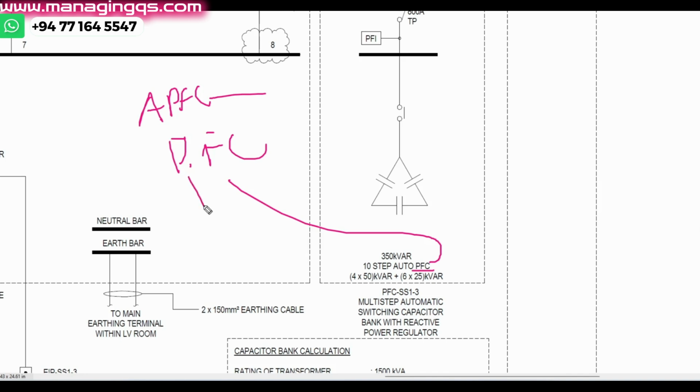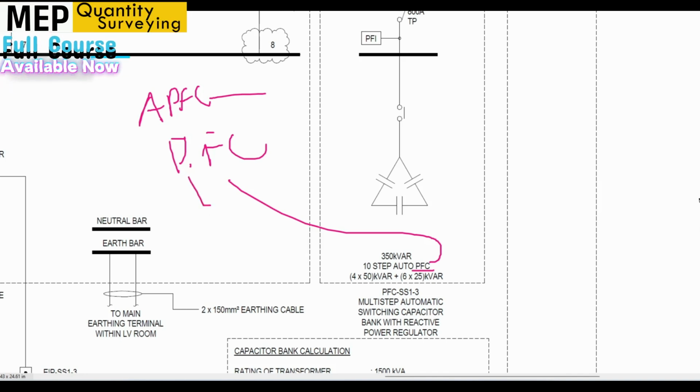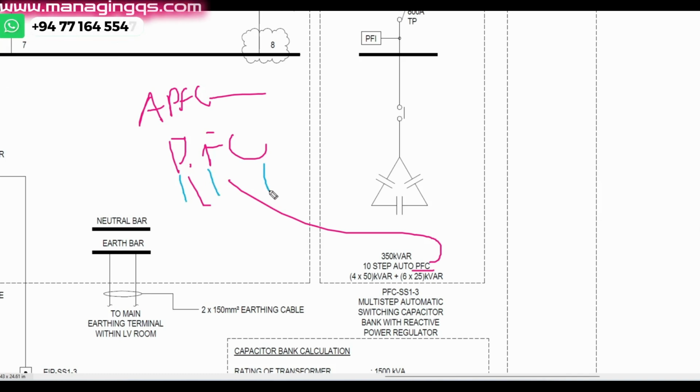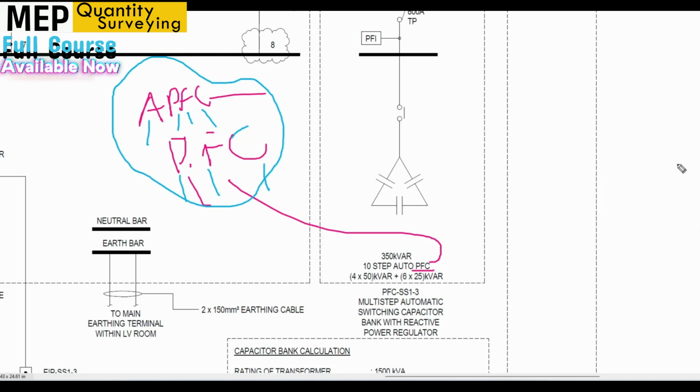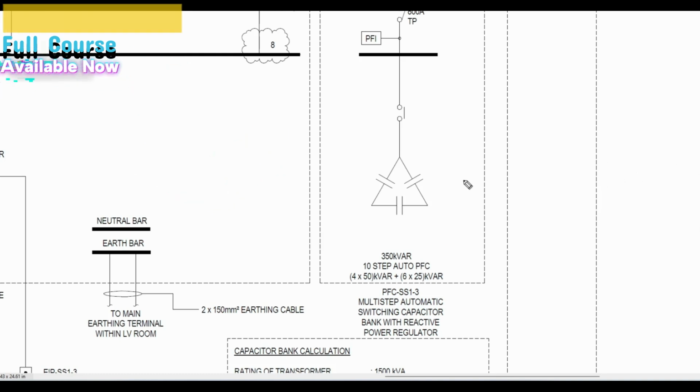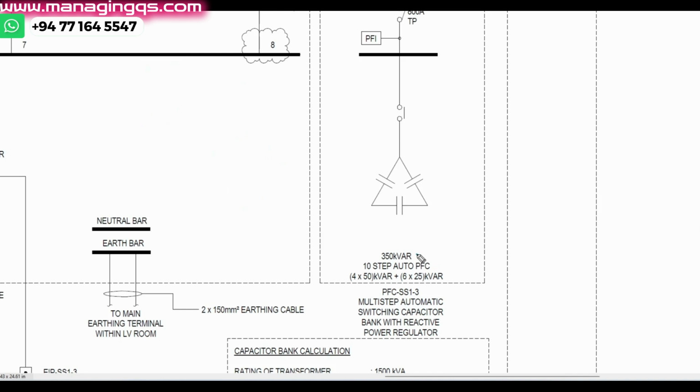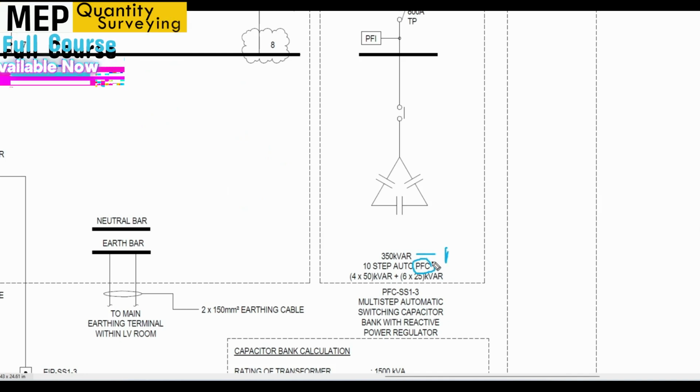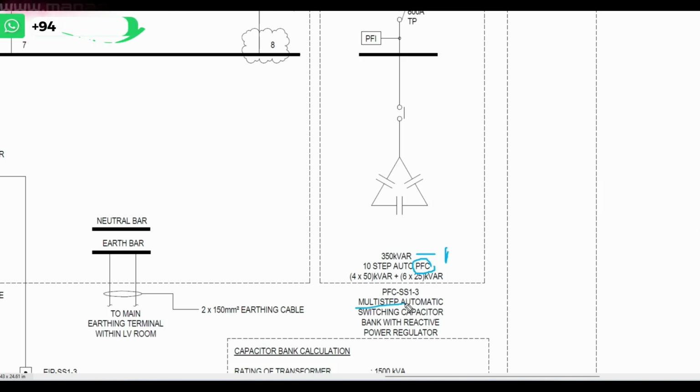PFC means power factor controller. APFC means automatic power factor controller. So this is a term that sometimes drawings and BOQs mention, for example 300 kVAR PFC, 10 step auto PFC. Some drawings or BOQs mention multi-step automatic switching capacitor bank. So we have to know these terms also.